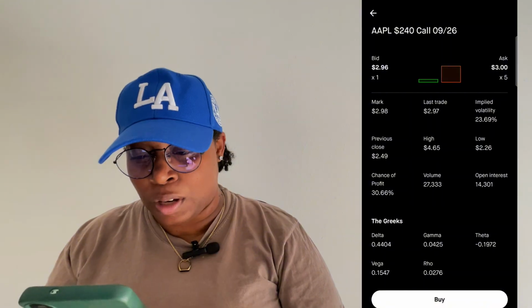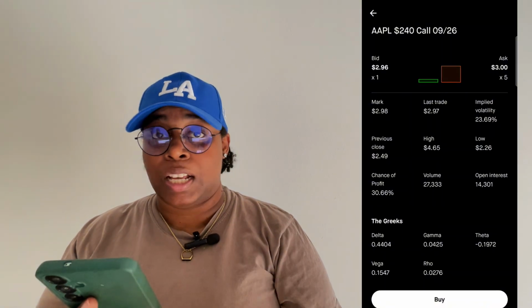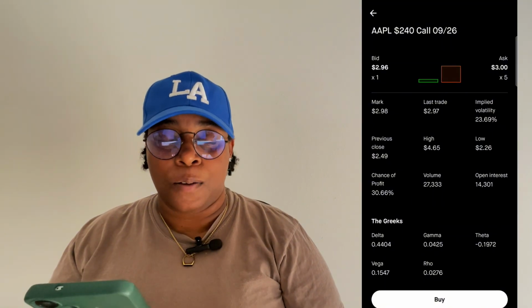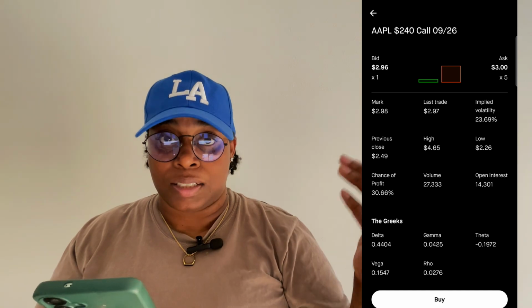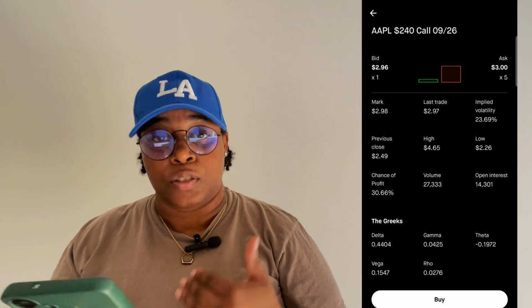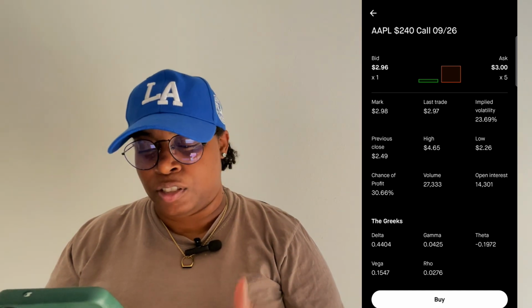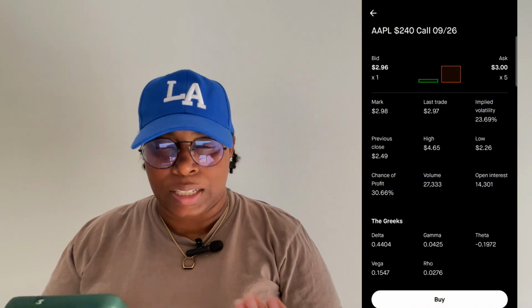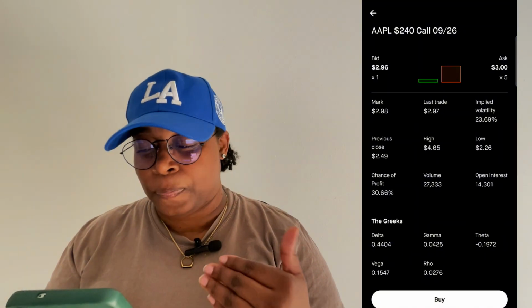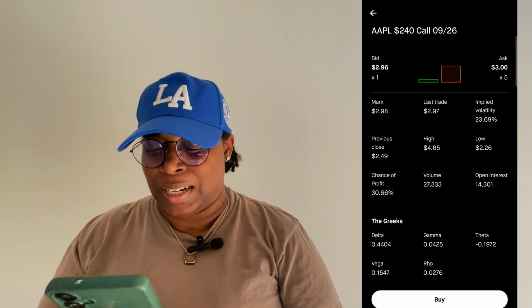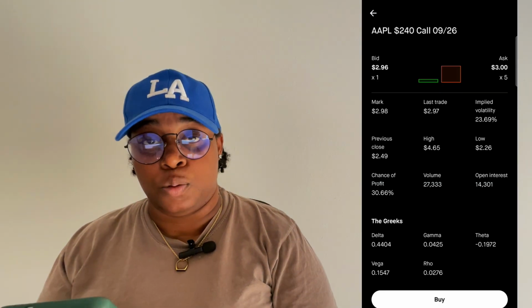Now, the low, $2.26, is just telling you the low that it's been. The same way you can see the high that a stock has been for the day, you can see the low. The same thing with an option. You can see its previous close. You can see how high it has been at one point. You can see how low it has been. In this case, it has been $2.26.